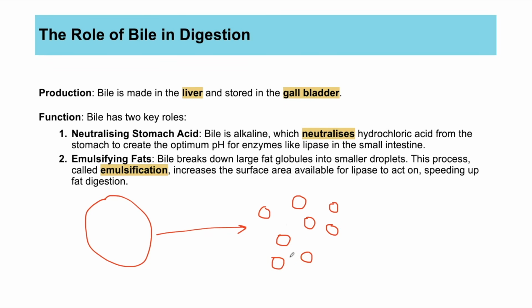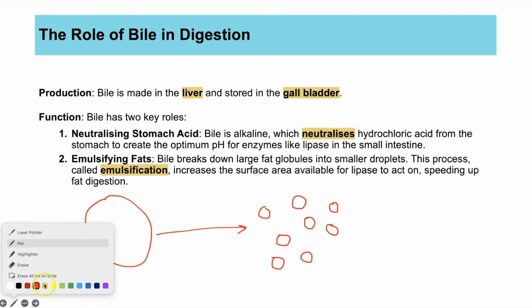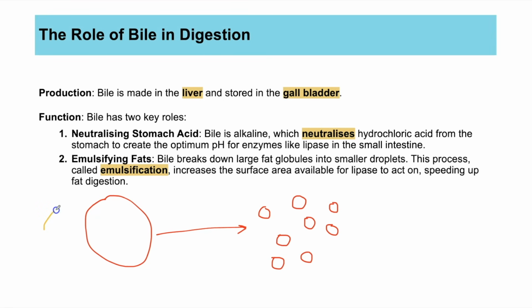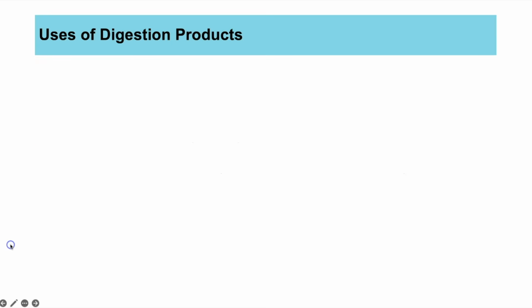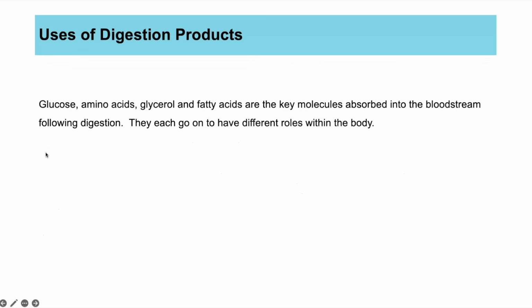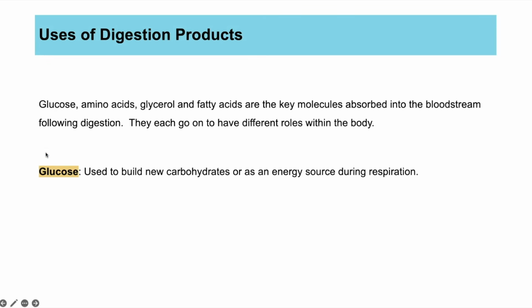And the reason this is an advantage is if you've got lots of small droplets, that now means you've got a greater surface area for the enzyme lipase to act on. So let's imagine here we could maybe only fit one enzyme on, but now we'd be able to fit lots of the enzyme lipase on. We've got a greater surface area, so that's going to speed up the rate at which lipase can digest the lipids.